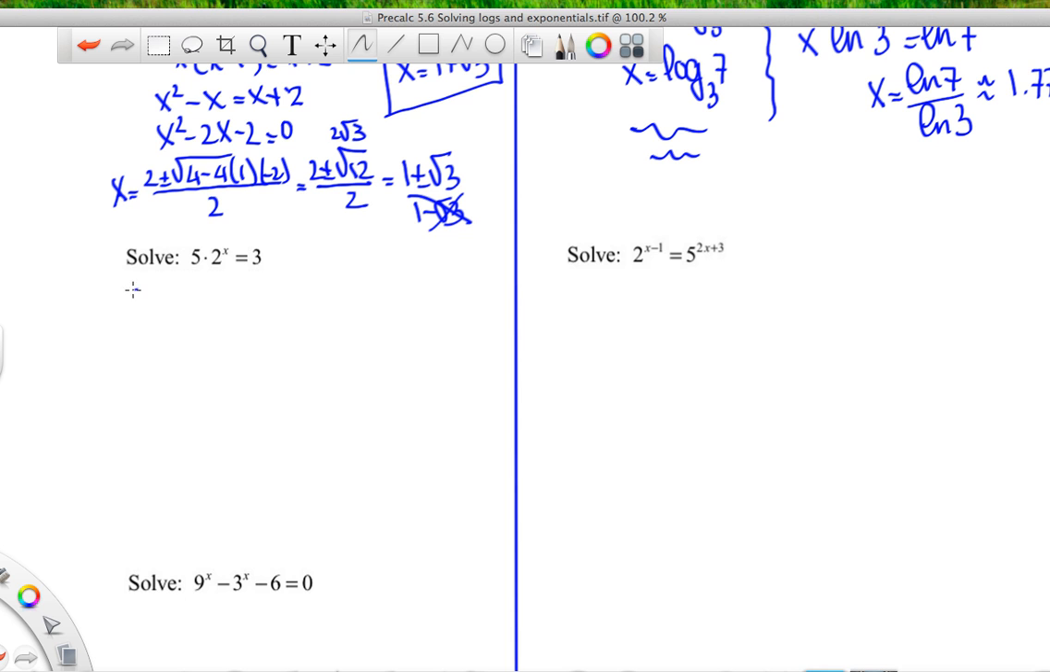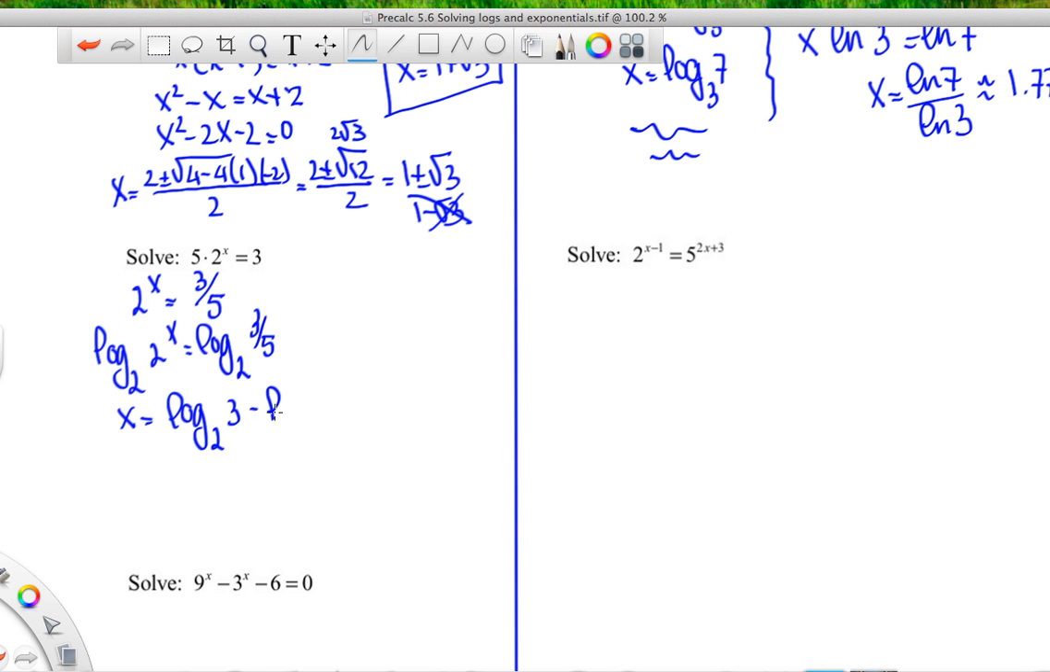5 needs to be over here so that I'm isolating my variable. So that's 3 over 5. If I do not want to use a calculator, I would do this on both sides, the log base 2 of 3 over 5. So this would completely cancel itself out. On this side you would write that probably as the log base 2 of 3 minus the log base 2 of 5. So that would be an answer that you could leave.